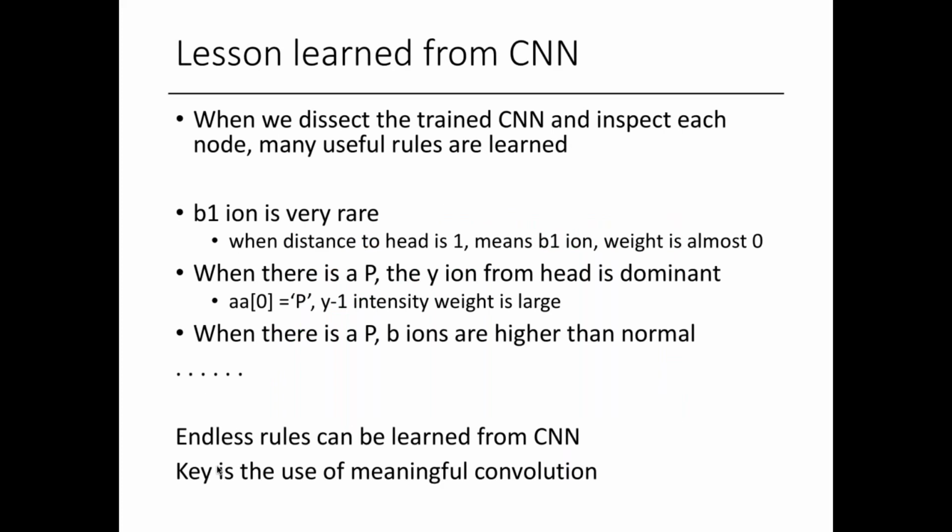When we look at the nodes, after training we now have a fully trained CNN, and we can look at each node, what its weight is and what it means. We can trace back to a node, and we can learn something very interesting from this deep learning neural network. For example, we find that the B1 ion is very rare, because the node representing the B1 ion's weight on the intensity is almost zero, and that's indeed true.